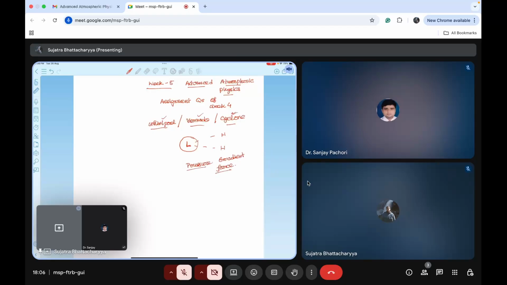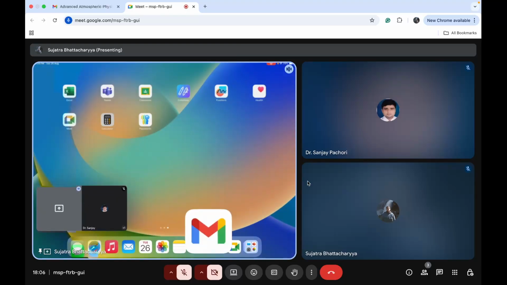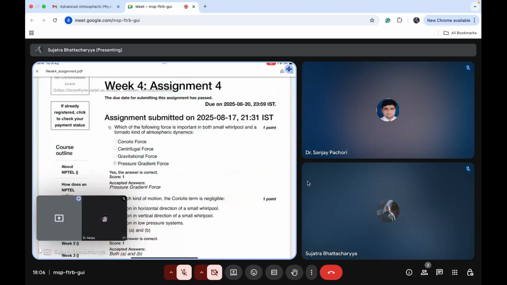Okay. Pressure gradient force. We have derived this pressure gradient force at the very beginning. Now let us go to the question again. Which force is important in both a small whirlpool and a tornado? A tornado is much larger in scale compared to a small eddy or a whirlpool. Okay, but look at the other options.